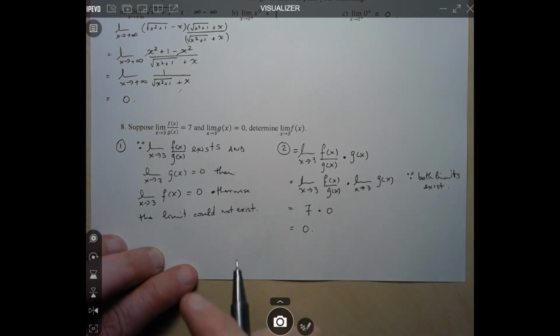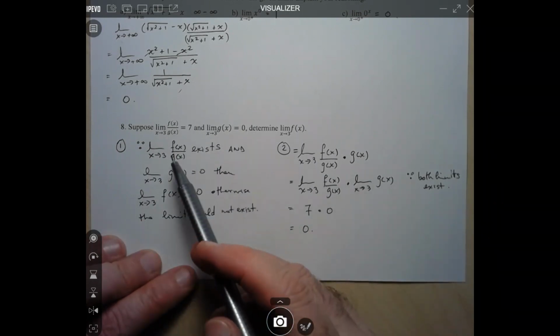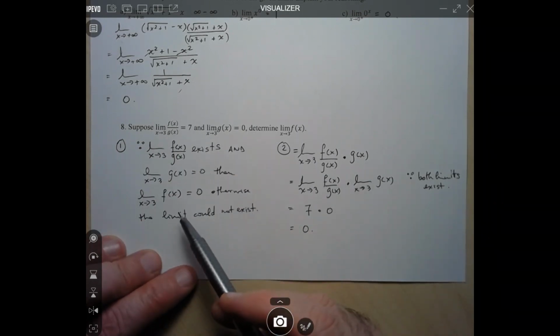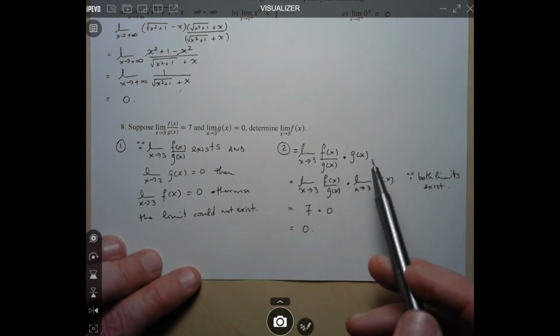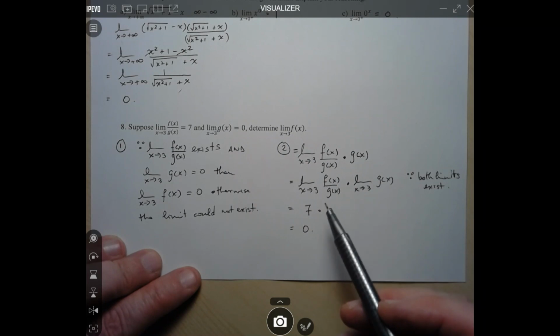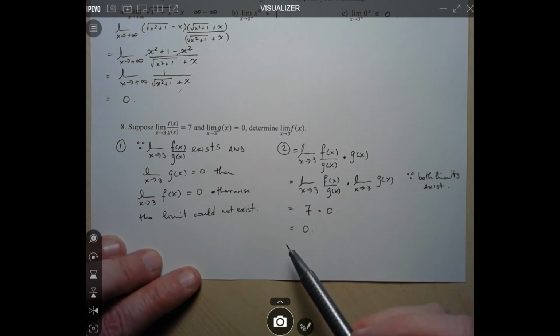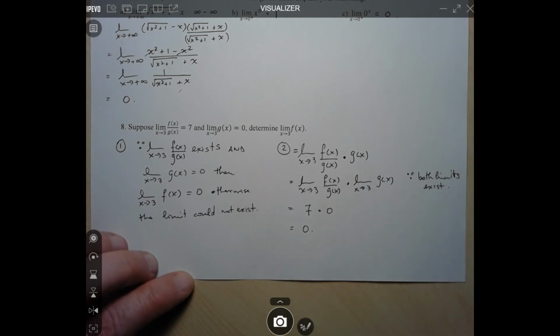So this is the way I would probably expect you to do a question like this in the homework. But if you can think of a way to deal with it algebraically, it's not bad to get used to that sort of thinking. So now we're going to move on to the next lesson.